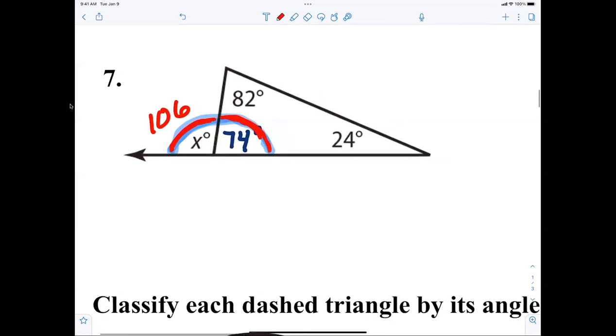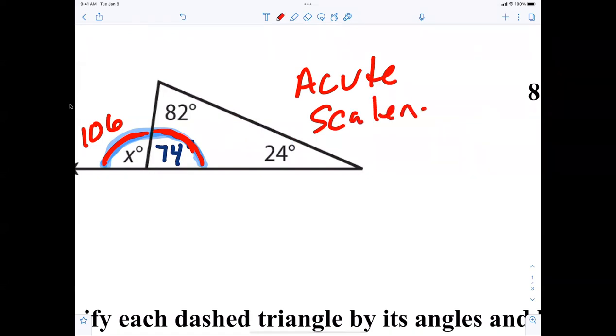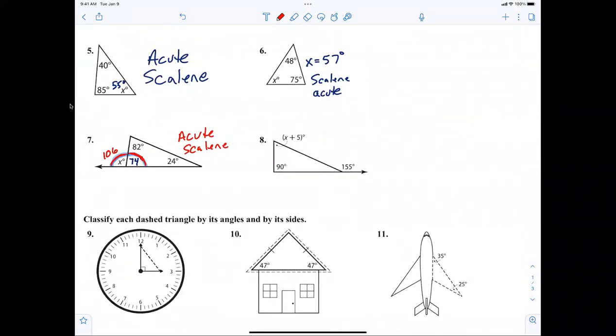All right, now classify the triangle. The triangle is considered what? Acute, and what else? Scalene, that is correct. Acute and scalene. Is that all right? Anybody have any questions with that? All right, here we go. Number 8.